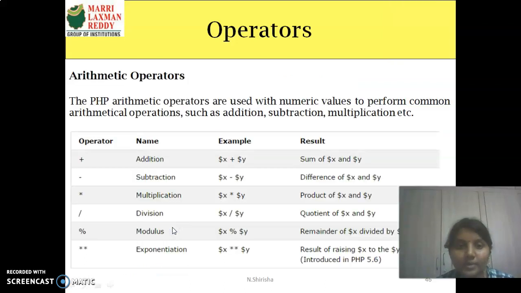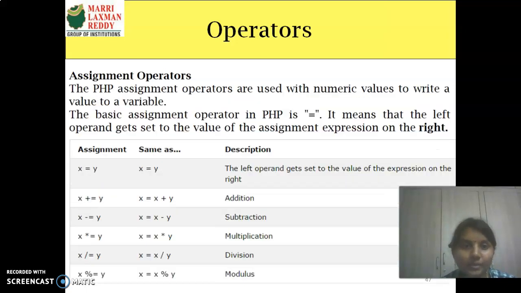Coming to arithmetic operators. These are the arithmetic operators we have: addition, subtraction, multiplication. These are the operators and these are the names of those operators. This is the example that we use for these operators. Then the results: you will get sum, difference, multiplication and division. Here percentile means your remainder, and double star is used for the power. Suppose 2 double star 3, it gives you the power 2 cube. Okay, these are the arithmetic operators.